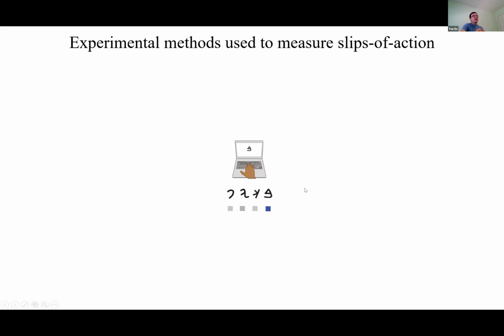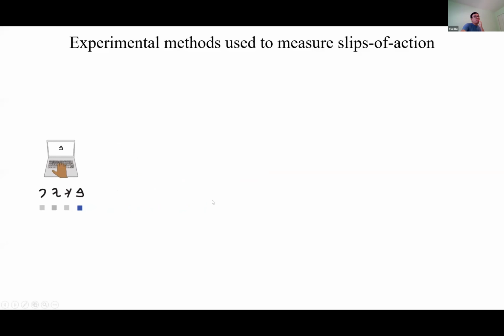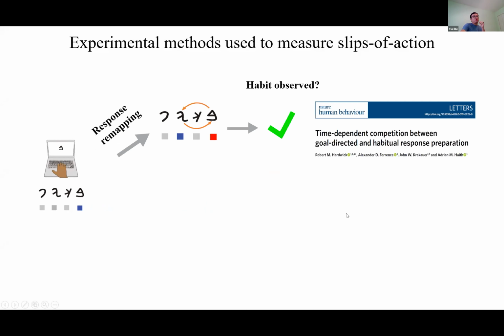Okay, so to examine whether we actually become habitual on this association, there are two methods. One is that we can revise the association between the symbols and the responses. So if you become habitual on the original one, when you see this particular symbol, you are going to use the original response instead of the newly acquired one. Using this remapping paradigm, Hardwick and colleagues found very strong evidence of slips of action in human participants in their 2019 study.